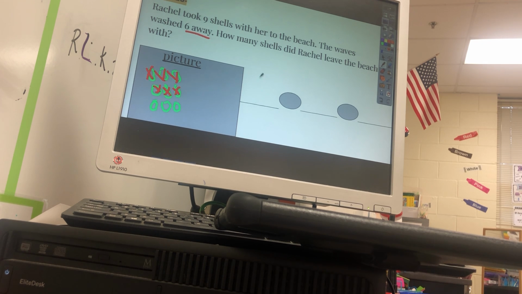Okay, so we should have Rachel had 9 seashells. 6 were washed away. And now we have 1, 2, 3 left. Let's read this number sentence. 9 take away 6 equals 3.